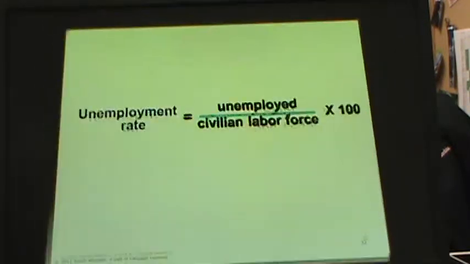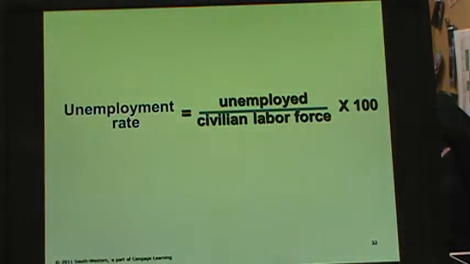So, to get our unemployment rate, we take our unemployed and divide by the number of civilian labor force, the people in the civilian labor force. And then multiply by 100, and that's the only reason why we ever multiply by 100 in this text, is to get a percent. So basically you take your number when you divide the unemployed by the civilian labor force, and then make that number a percentage.